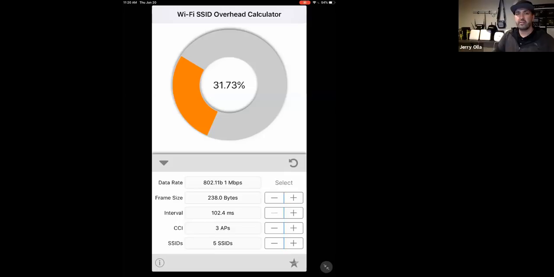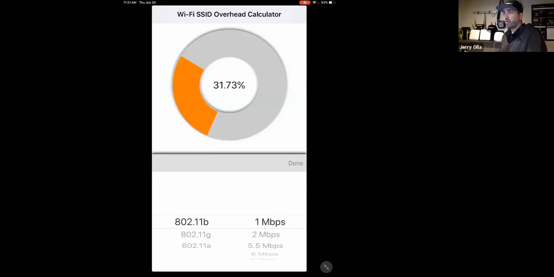All right, so that covers the management overhead piece. The next thing I wanted to talk about was around the MCS rates. And actually, while I've got this SSID Overhead Calculator pulled up here, let's also take a look at data rates. We talk about pruning low data rates and what kind of benefits that provides us.